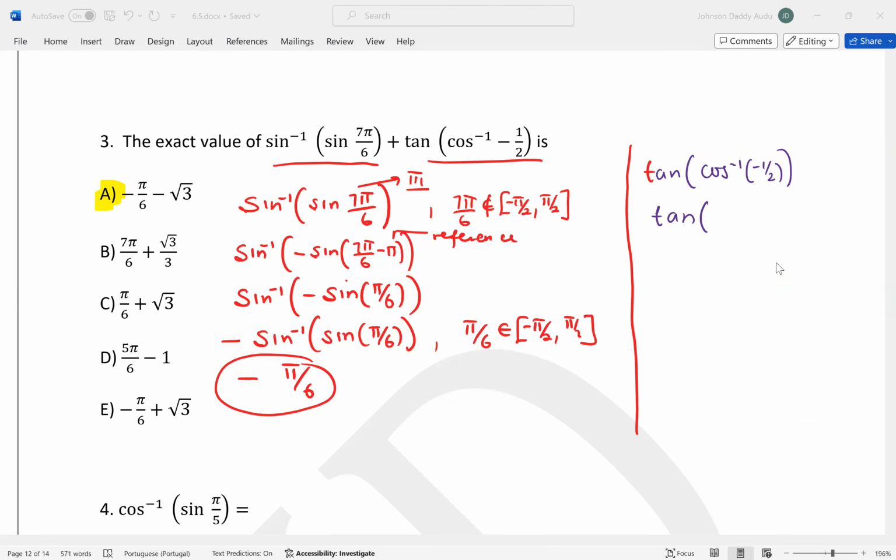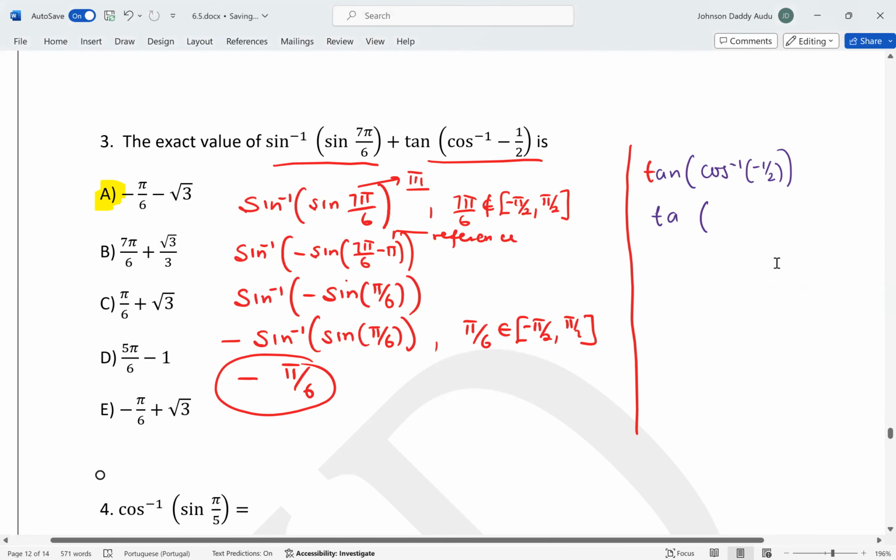So here, we can spend some time. We can go directly. But if you look at this, cosine inverse of minus half is just going to be 2 pi over 3, right? Which is 120 degrees. And then this will just be tan of what? Of 120. So this is tan 120.